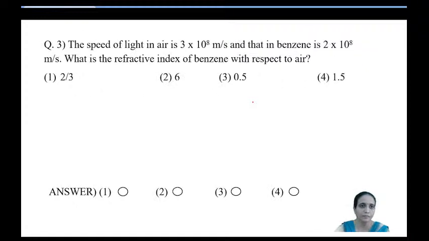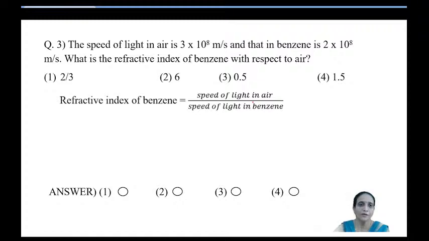Question number 3. The speed of light in air is 3 into 10 raised to 8 meter per second, and that in benzene is 2 into 10 raised to 8 meter per second. What is the refractive index of benzene with respect to air? Options are: first option 2 upon 3, second option 6, third option 0.5, fourth option 1.5.